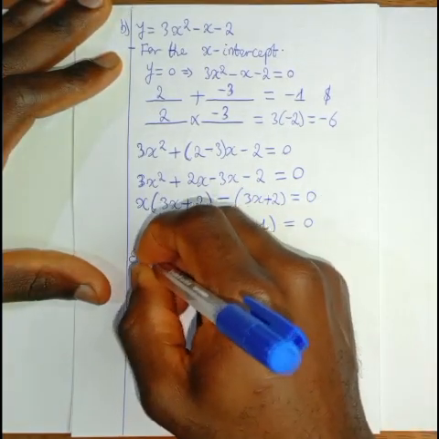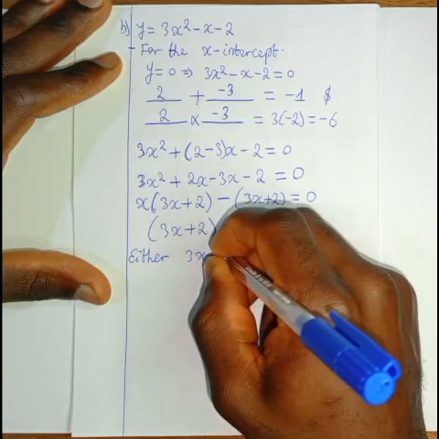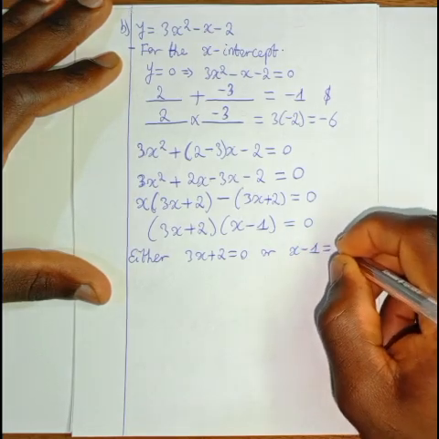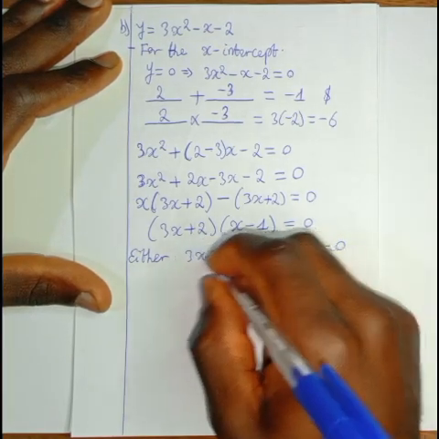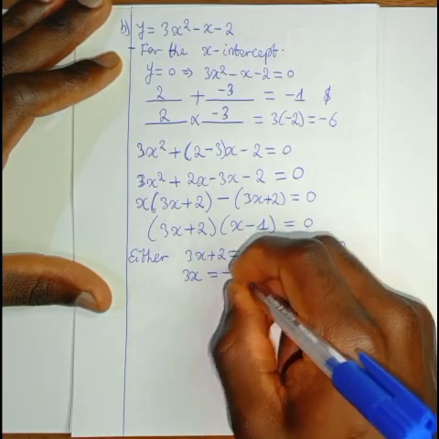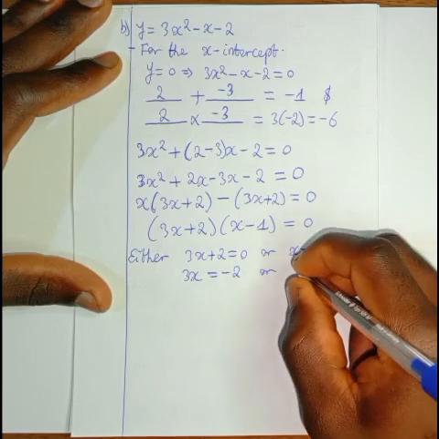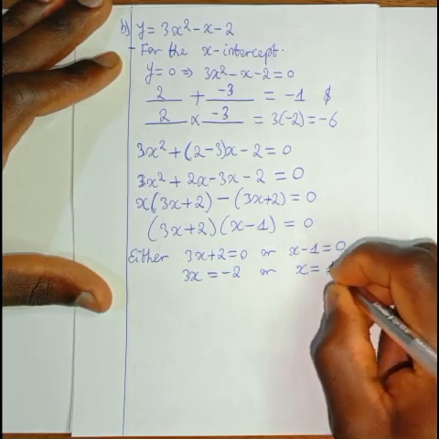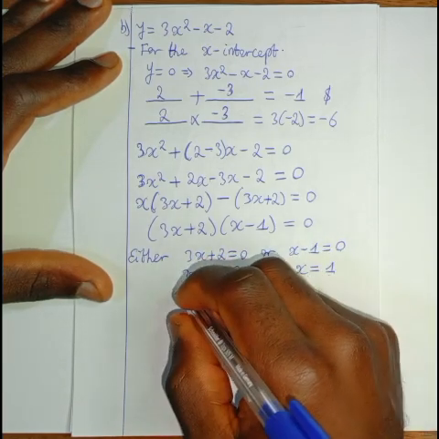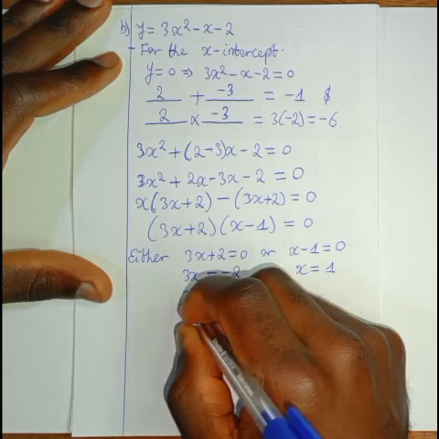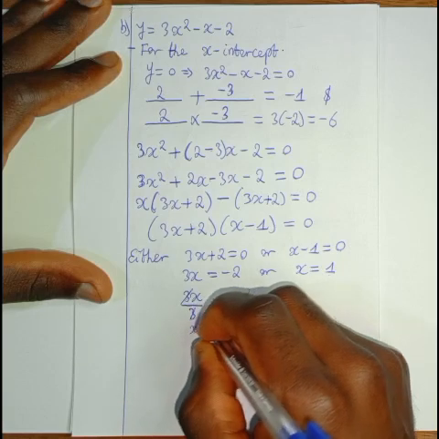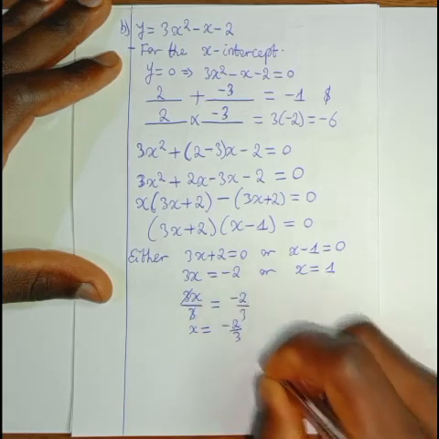At this level now, we are going to say either 3x plus 2 is equal to 0 or x minus 1 is equal to 0. This is a linear equation. This will give us 3x will equal to, we are going to transfer 2, which gives us -2, or in this other case, x will simply be equal to 1. We transfer -1 to the right, it becomes positive. Here now, for us to get x, we are going to divide both sides by the coefficient of x, which is 3. 3 will cancel 3. X will simply be equal to -2 over 3.